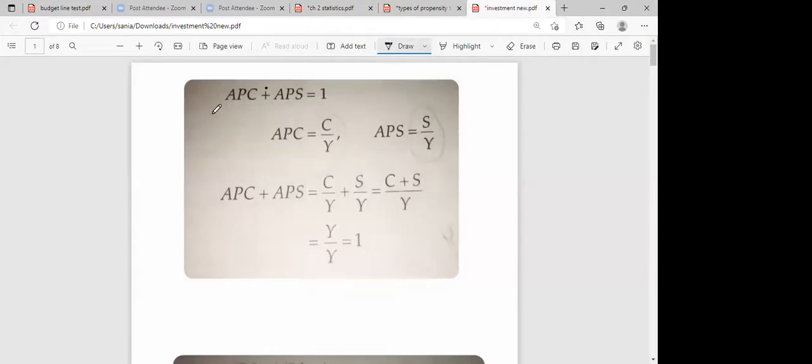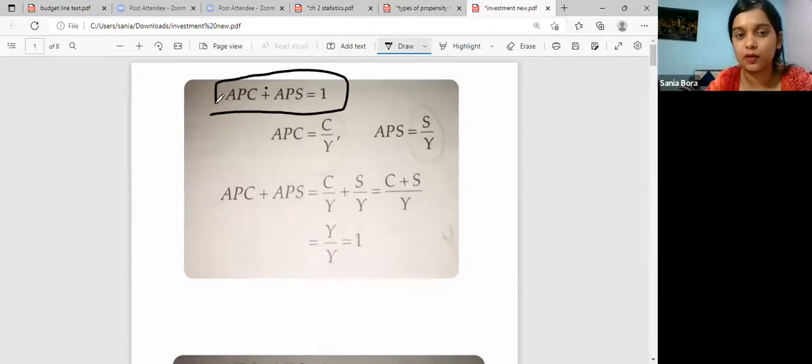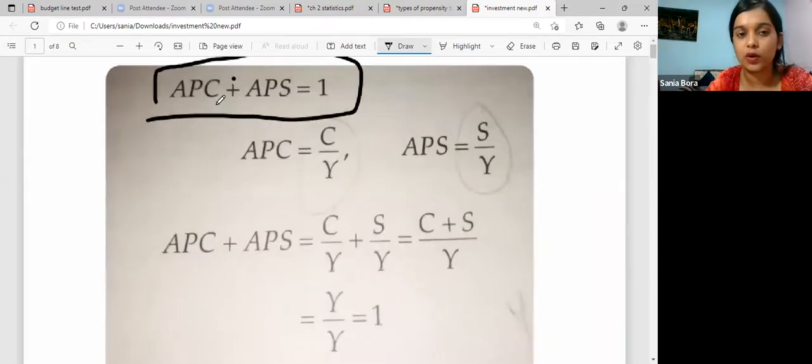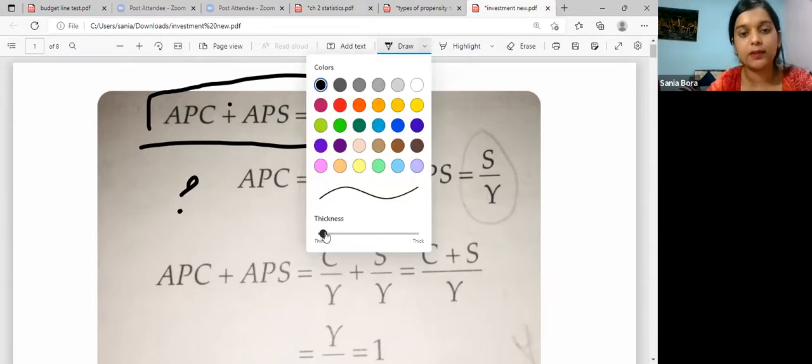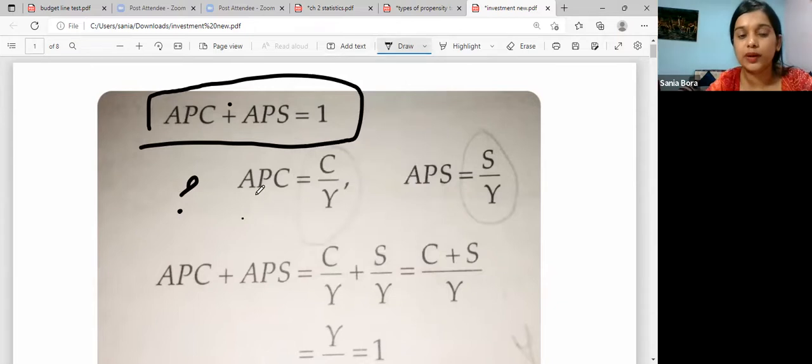So, first thing is that over here, this is the first formula of yours. It is APC plus APS equals to 1. Now the question is, how come APC and APS, when you add them, will be equal to 1? What is the formula for APC? It is C divided by Y. And for APS, it is S divided by Y.